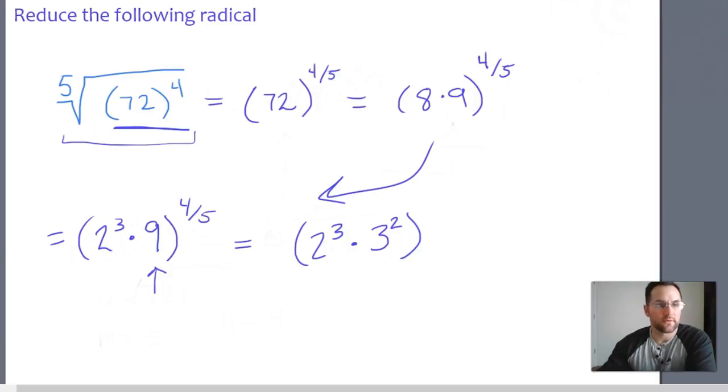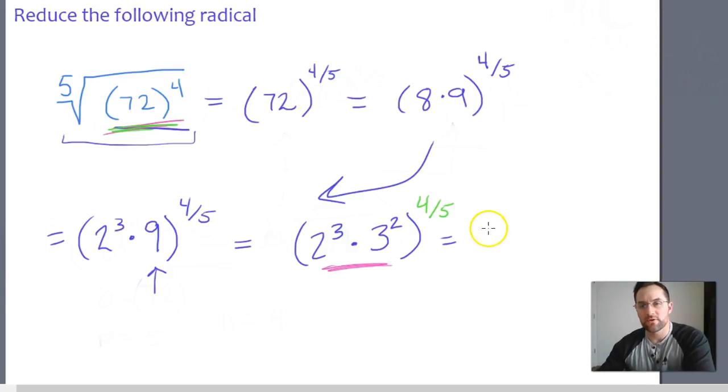Now, remember, this value right here is the same as the original radicand, right? 72 to the 4th, to the power of 4/5, is the same value as this radicand right here, because it's the 5th root of 72 to the 4th. That is equal to 2 cubed times 3 to the 2nd, to the power of 4/5, right? Okay, so we want to keep that in mind, that we haven't changed anything in terms of its value. All we've done is factored it out and rewritten it as we reduce through the radical.